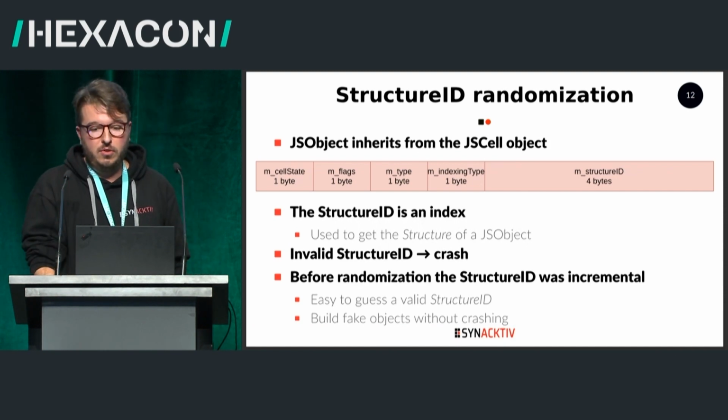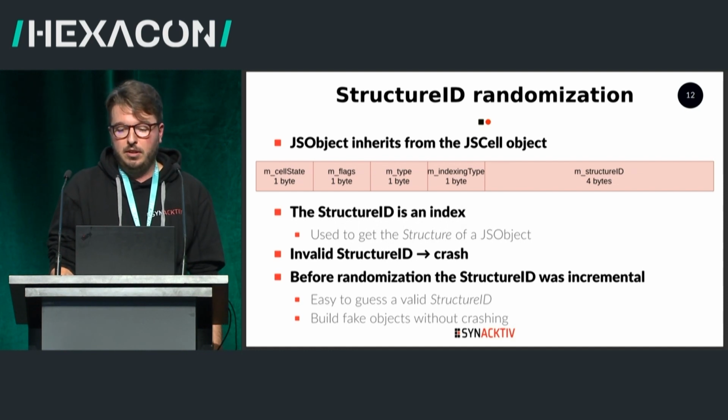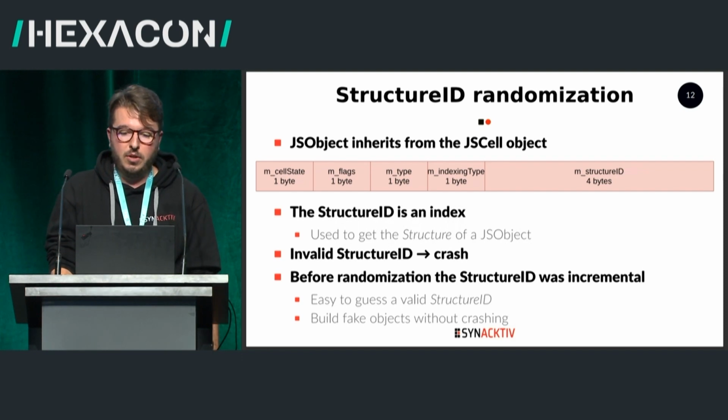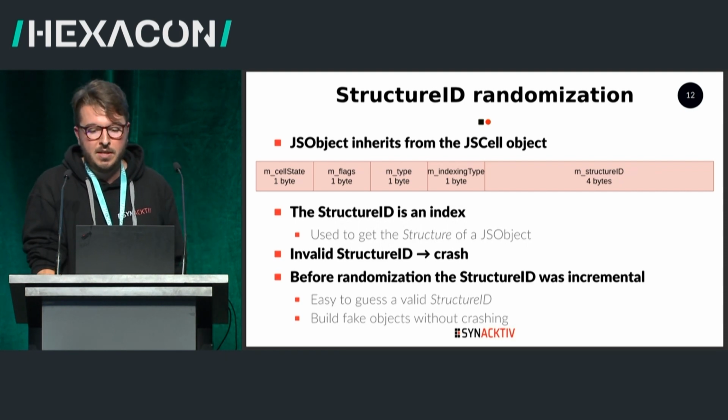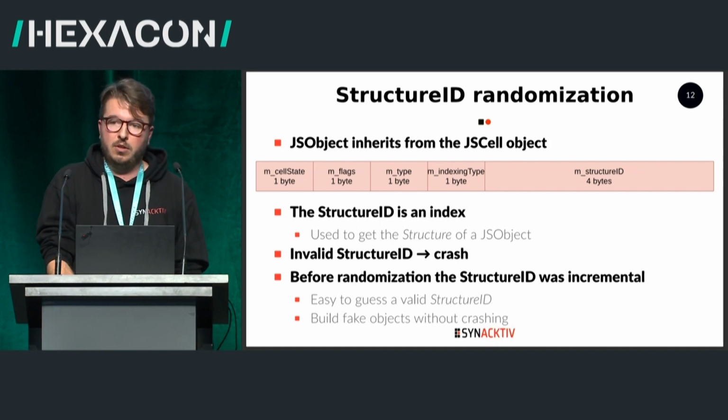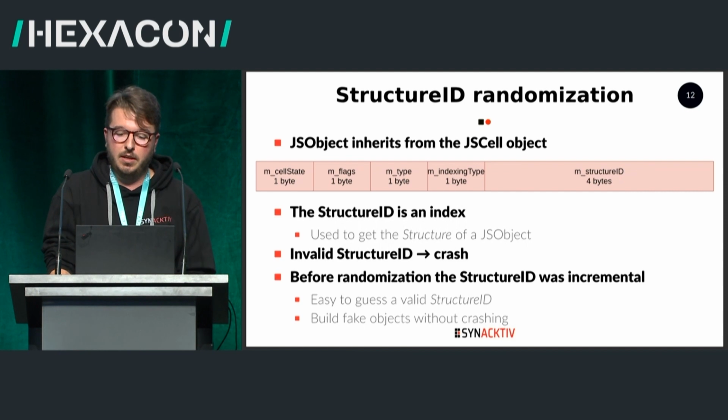Then Apple introduces structure ID randomization to stop attackers from building fake JavaScript objects. To understand this mitigation, it is important to know how JavaScript objects work. Each JS object inherits from the JS cell object, and the 4 lower bytes are the structure ID of the object. This structure ID is just an index used to get another structure named the structure of a JavaScript object. And of course, if an object has an invalid structure ID, then the process will crash.